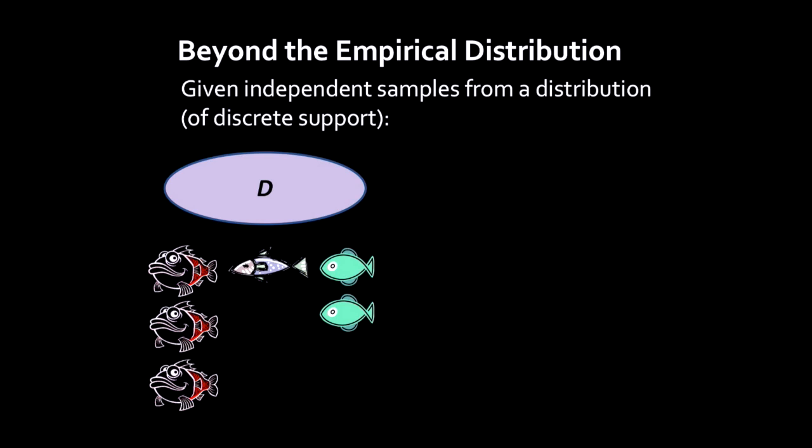So I was going to talk a little bit about a couple of extremely basic settings for which you can actually get a little more information out of your data than you think would be possible. We're going to think about the most simple setting. We're given independent draws from some distribution over some discrete support. Think of this as a distribution over species of fish in some lake. We've gotten 6 independent draws, and we've seen 3 different species. What can we say about the underlying distribution of fish in the lake?